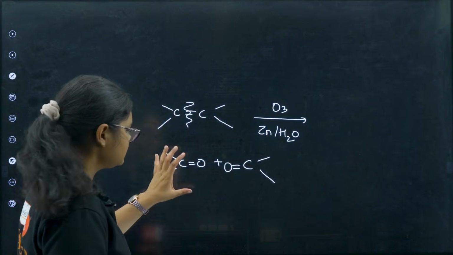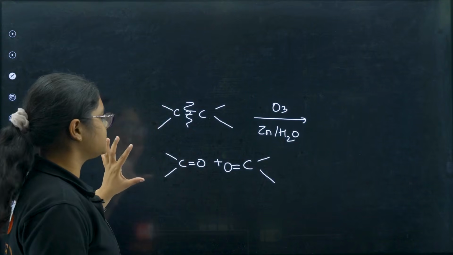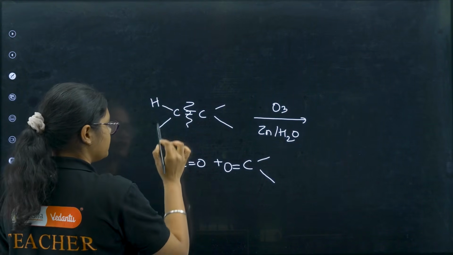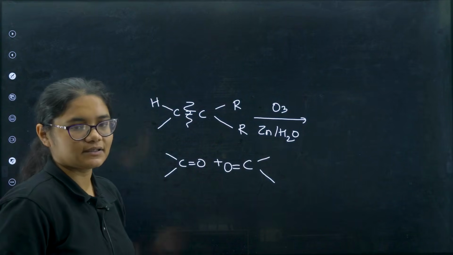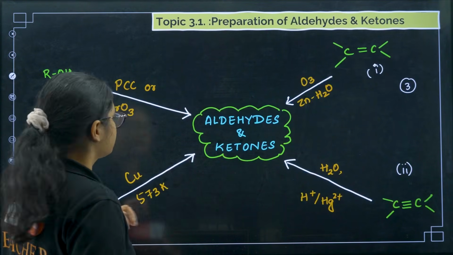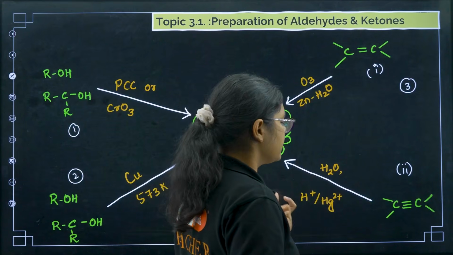Okay, this is done. So if H is present here, you will get an aldehyde. If R is present here, you will get a ketone. Okay, that is the basic thing. Next one is what? Using the alkyne group.